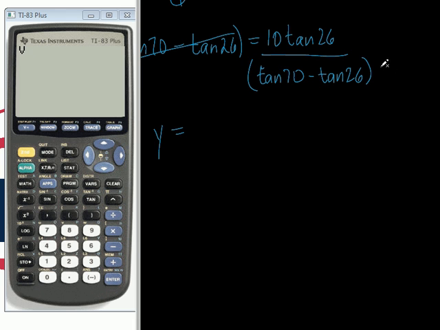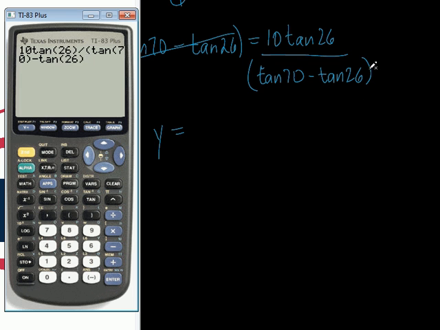Okay, I put a parentheses here and a parentheses here. So watch what we're going to do. Okay, here we go. 10 tangent of 26. I'm going to close the parentheses just to be nice and neat about this. Divided by, now watch what I'm going to do. See this parentheses right here? I'm going to put a left parentheses. And then I'm going to hit tangent of 70. So it's going to be tangent of 70, close that parentheses. Okay, then I got a minus, and then a tangent of 26. So tangent of 26, close that parentheses.